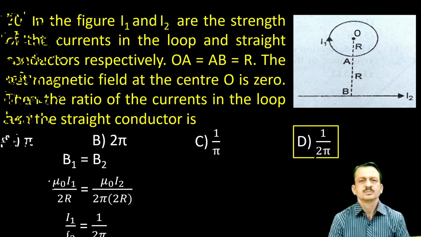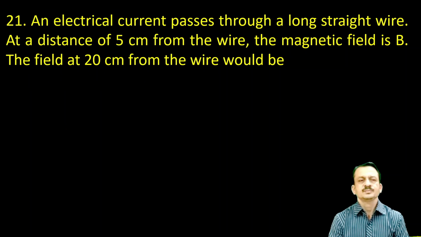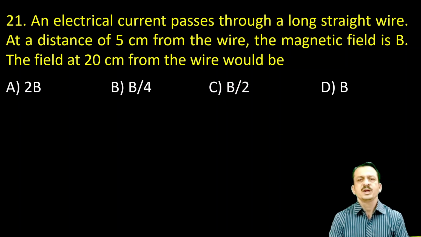Move on to the next problem. An electrical current passes through a long straight wire. At a distance of 5 cm from the wire, the magnetic field is B. The field at 20 cm from the wire would be, options: A 2B, B B by 4, C B by 2, and D B. Now, electric current passes through a long straight wire. At a distance of 5 cm, the magnetic field is B. Then at a distance of 20 cm, what is the magnetic field?